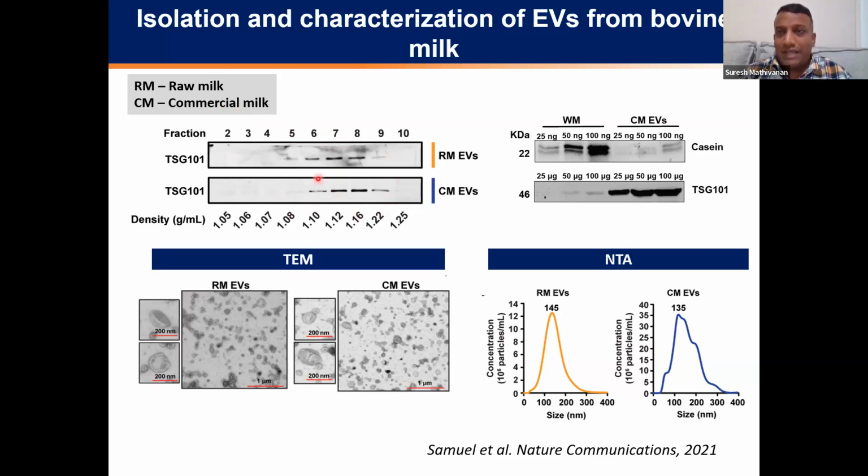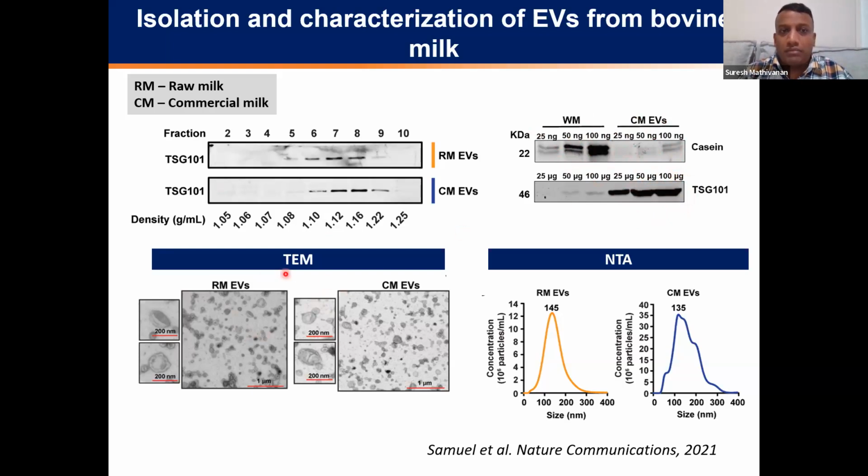You can see that the EVs which we isolated were positive for this EV-enriched protein called TSG101. But as you can see, when you look at the whole milk, casein was abundant, but when you look at the commercial milk EVs, casein is depleted. However, TSG101, the luminal enriched protein, is highly present in these EVs.